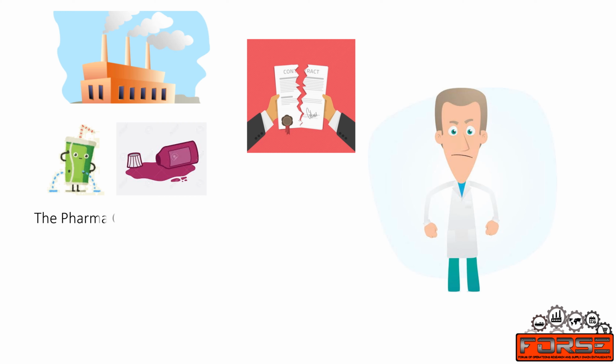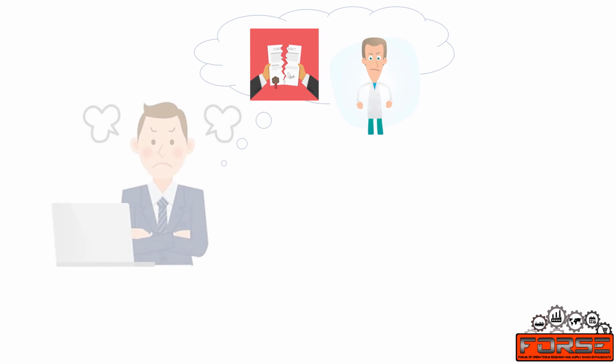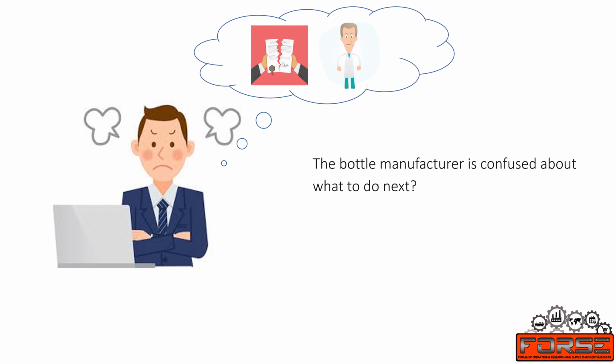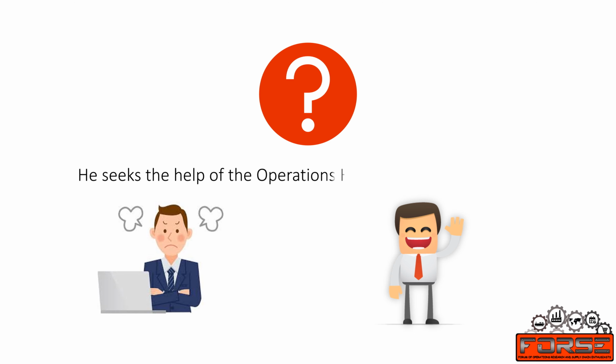The pharma company complains to the bottle manufacturer about the breakage of the bottles and warns to end the contract if this happens again. The bottle manufacturer is confused about what to do next. He seeks the help of the operations head, and here is what he says.